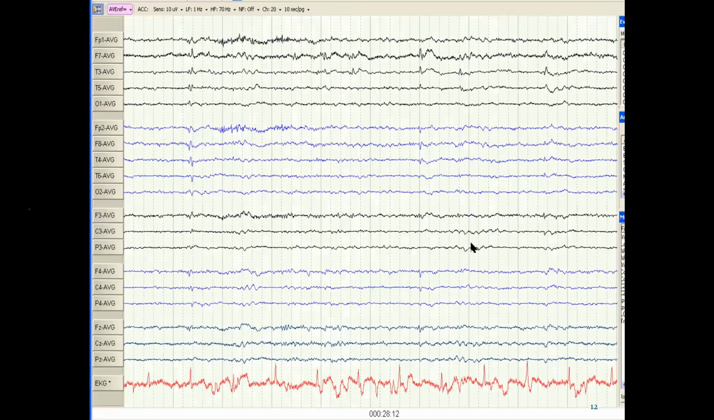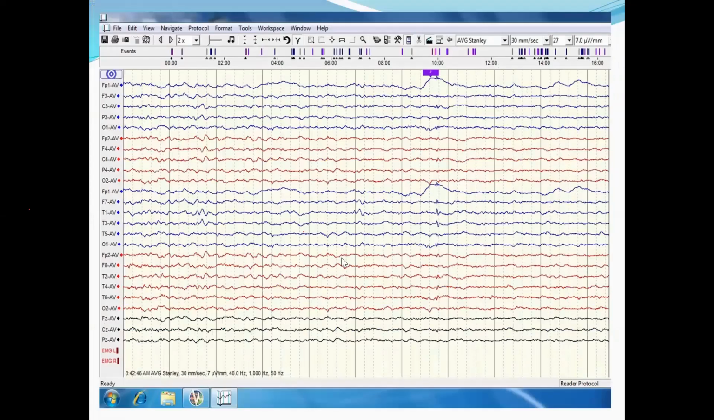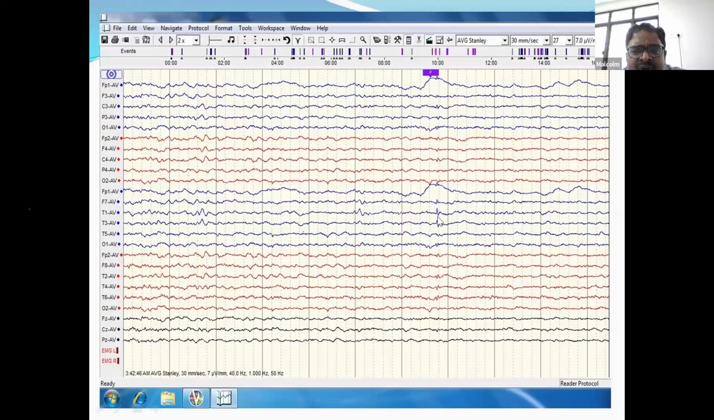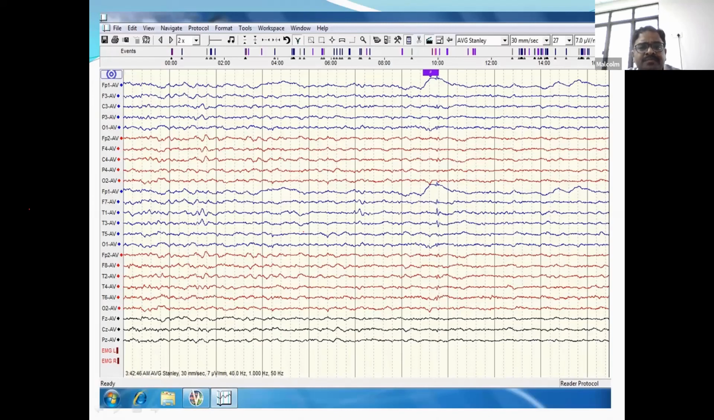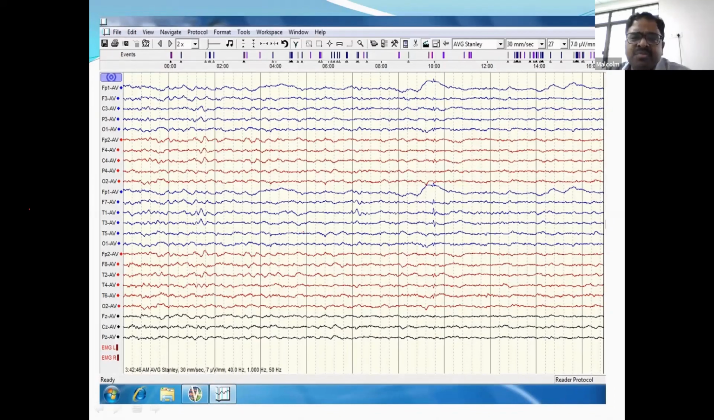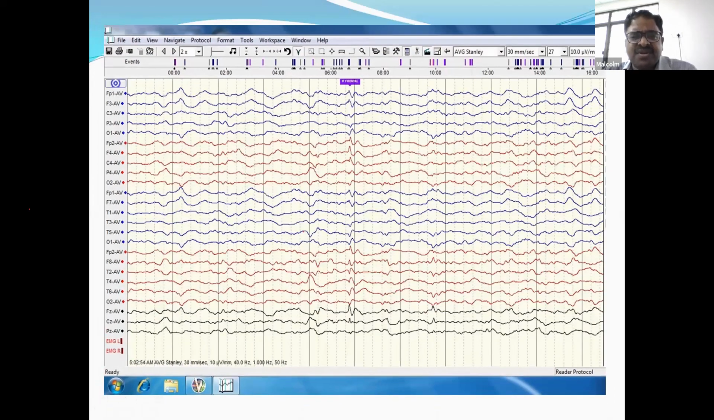This is an average montage, and this also shows a very small amplitude spike followed by a very small aftercoming slow wave. But it is seen bilaterally. Here it is seen more as a reflection of the left temporal on the right temporal. Now, why I brought this slide is just for us.